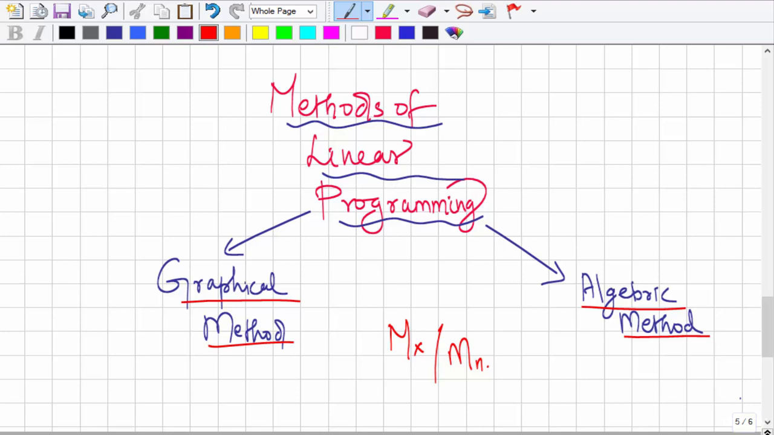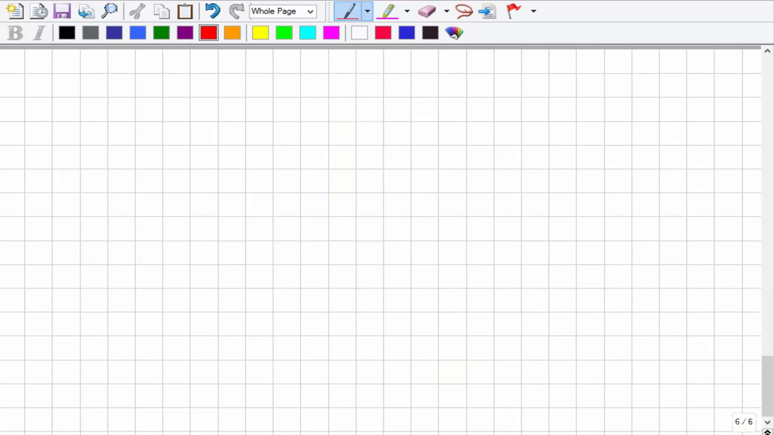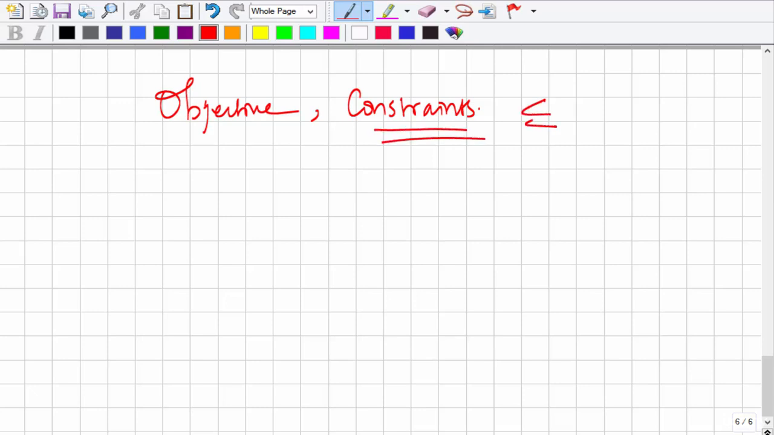Now, how to find through graphical method? In graphical method, we'll have objective function, then we'll also have constraints. We'll have objective function followed by constraints. What is critical is, in graphical method we'll be drawing graphs and the constraint condition can be either less than or equal to, or greater than or equal to.